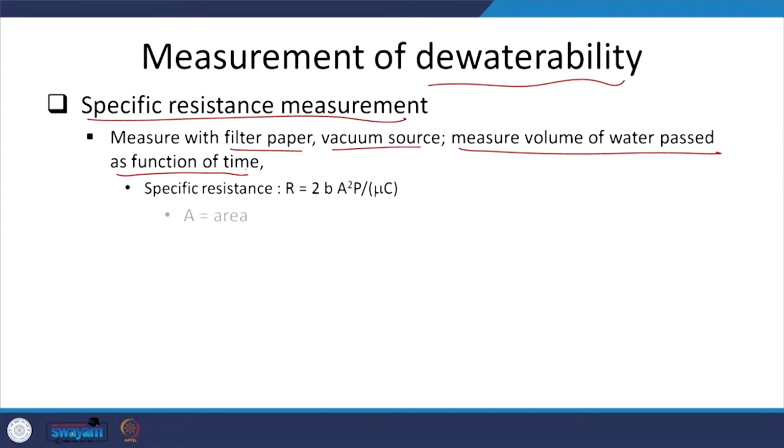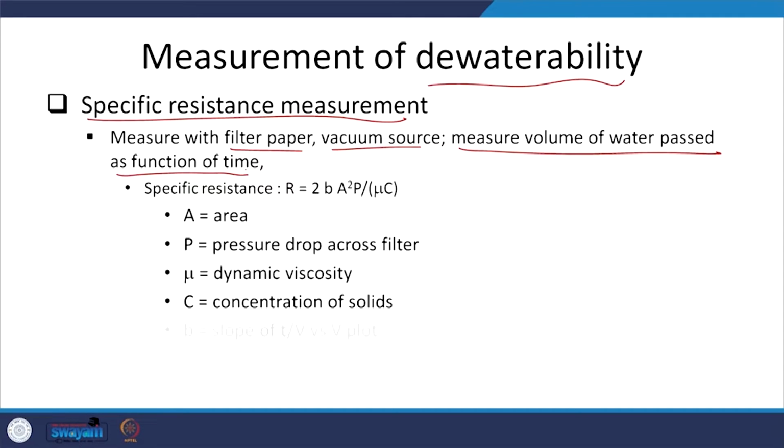So, here is the way to calculate it. Again it is a relatively straightforward formula. So, area, pressure drop across that filter of that area, that area of the filter that we looked at, dynamic viscosity, concentration of solids, right. So, you can see the relevant interrelationship here, let us say, right. So, let us move on.